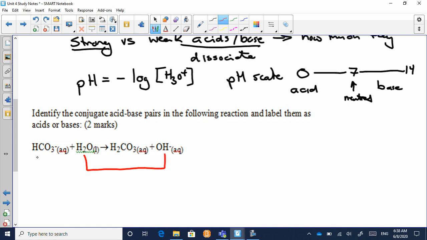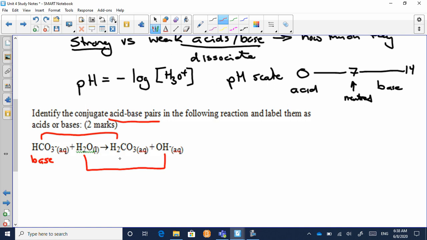And then look at this. HCO3 minus and H2CO3 differ by a hydrogen as well. So they are a pair. So first of all, I've done my first step by identifying which ones are pairs. And now within the pair, one of them is a base and one of them is an acid. And so watch this. I can tell you that this one is a base because as it went from this side to the product side, it accepted a hydrogen.